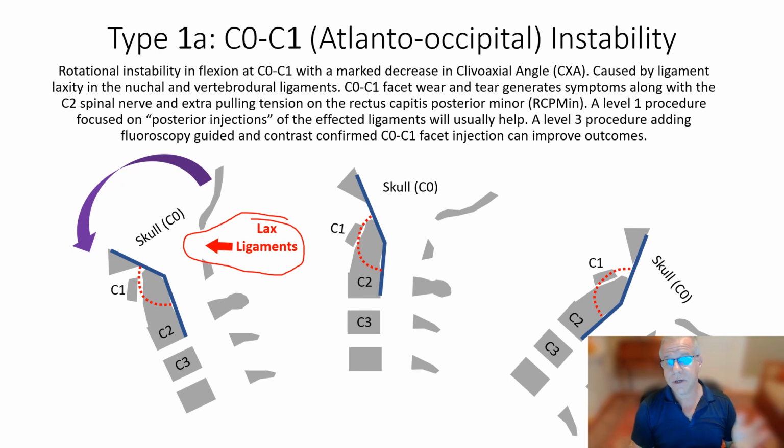And that's something you can treat with relatively simple level 1 injections, like a posterior prolo injection, not hard to do. Now you might need a level 3 injection to inject also that C0, C1 facet joint if it's injured, but you can start with just routine prolotherapy, and that's probably going to work.